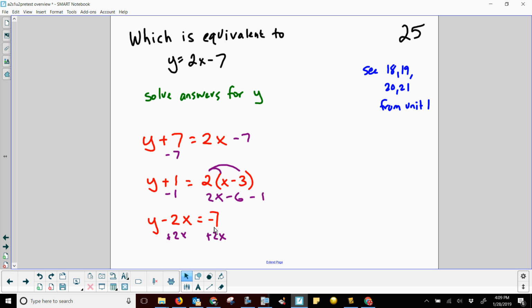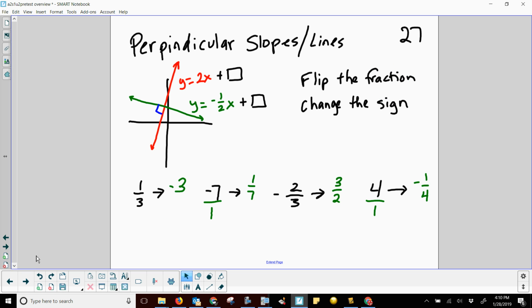This bottom one actually wasn't. It would have been 2x plus 7. So it's little details. Go back to Unit 1, 18, 19, 20, 21. Talked about it there and solving for y. It's the same kind of concept.